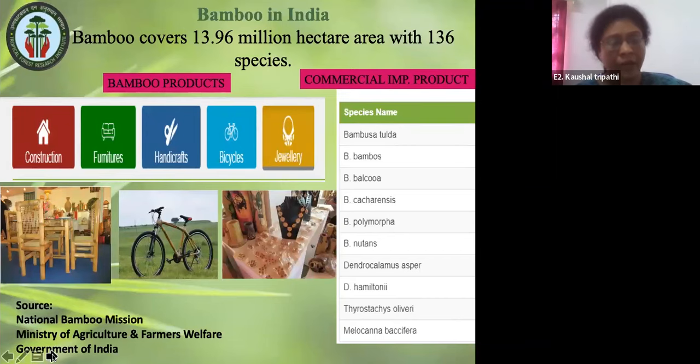According to the National Bamboo Mission, in India, bamboo covers around 13.966 million hectares of area with 136 species. And they have given a list of 10 important bamboo species which are more useful for plantations as well as for many end products. These species are Bambusa tulda, Bambusa bambos, Bambusa balcooa, Bambusa pervariabilis, Bambusa polymorpha, Bambusa nutans, Dendrocalamus asper, Dendrocalamus hamiltonii, Thyrsostachys oliveri, and Melocanna baccifera. Next slide, please.